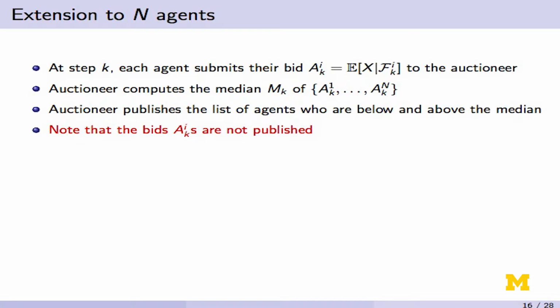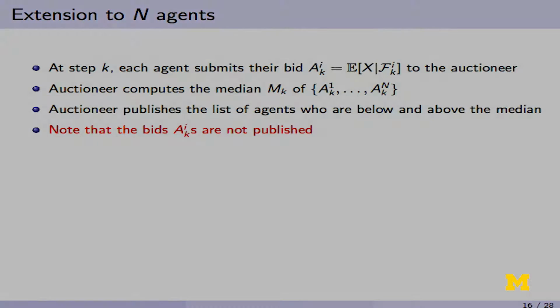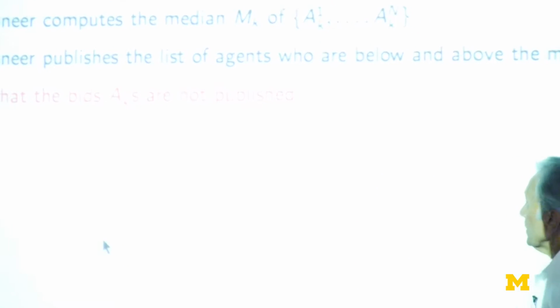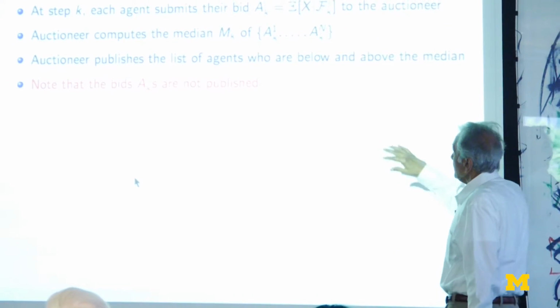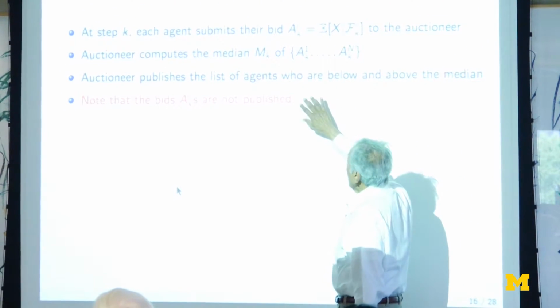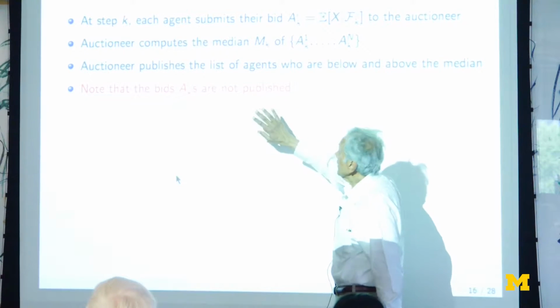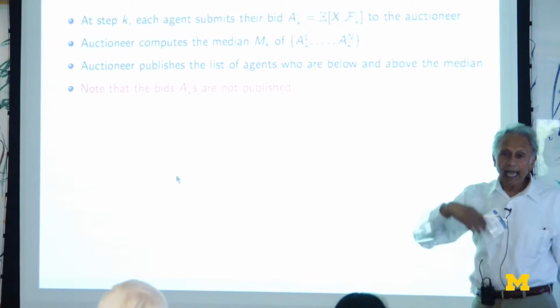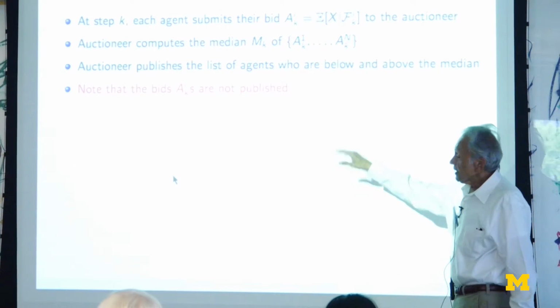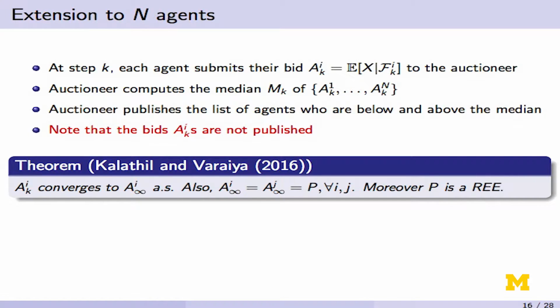Now, I want to go back to the thing that Dilip did with two agents, and suppose we generalize to k agents. So each agent submits their bid to the auctioneer, and the auctioneer now computes just the median of the prices and publishes the list of agents whose bids are below the median and above the median. The bids are not published. The theory is, again, that that's enough information for the prices to converge, or their expectations to converge.